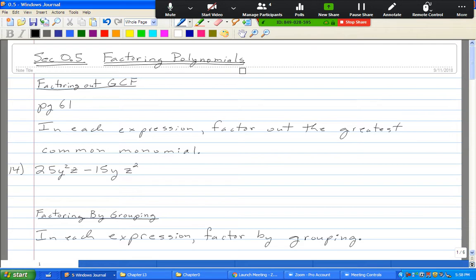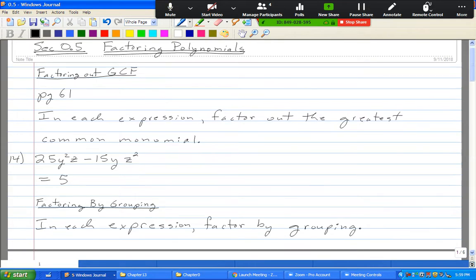So the first technique that we will cover when factoring polynomials is factoring out the greatest common factor, the GCF. On page 61, let me do problem number 14. In each expression, factor out the greatest common monomial. So let's do that. First off, if I look at the integers, just try to find the greatest common factor of those integers. So 25 and 15, well, the greatest common factor is 5.